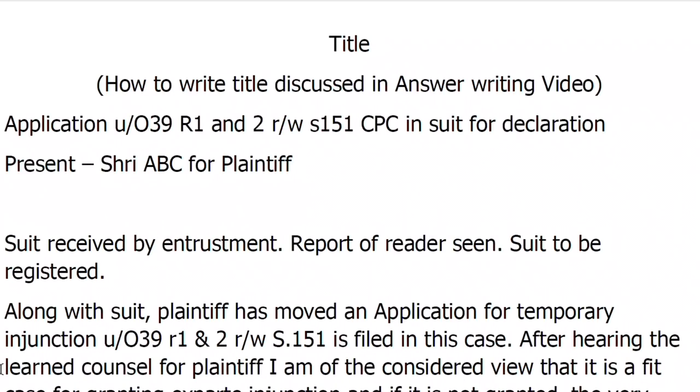So once you've given the heading, the title, the application under what, present, so and so for plaintiff, and this is the first hearing, then you write: suit received by entrustment, report of the reader seen, and suit to be registered. So the first line, because this is suit and application and this is the first time it is being heard, will be whether or not the suit is registered. Only once the suit is registered, then you can hear temporary injunction, right? So the suit has to be registered. So first line is that.